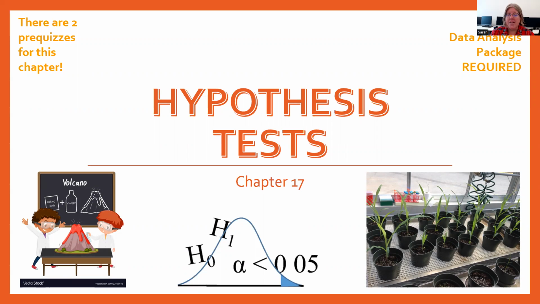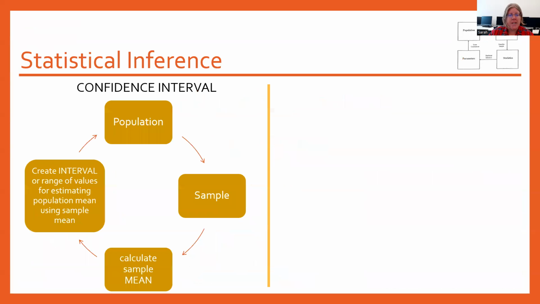So maybe the claim is that the average height of students at Western is 6'6", and you think that the average height is less than 6'6". And so that's what we would be looking at testing. All right, so the process for both of these is pretty similar.